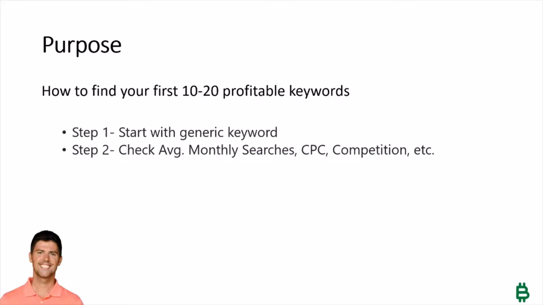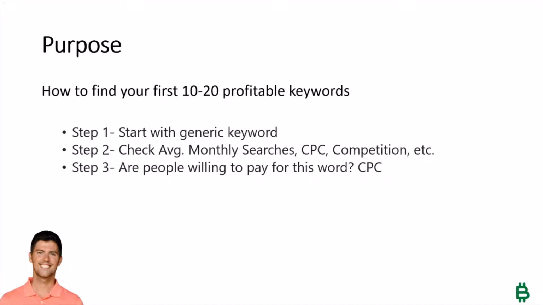We're going to check the average monthly searches, the CPC or cost per click, and the competition around the keywords that come up around our niche. And we really want to focus on high search volume, high CPC, and low competition, and we'll get into each of those. Next, we want to make sure people are willing to pay for the keyword.